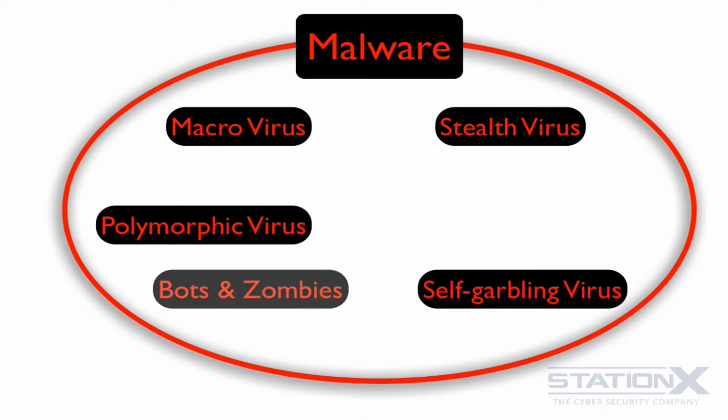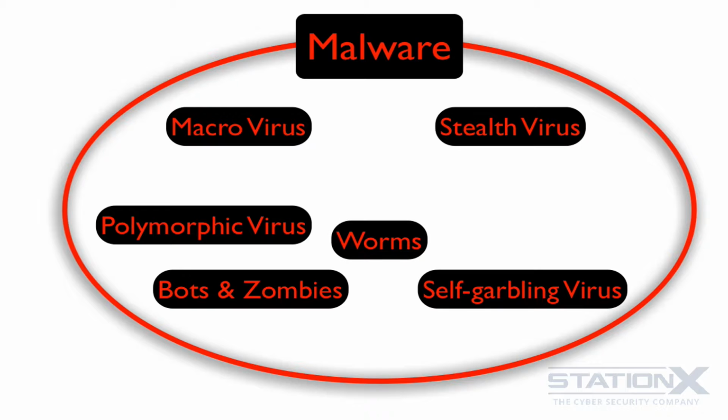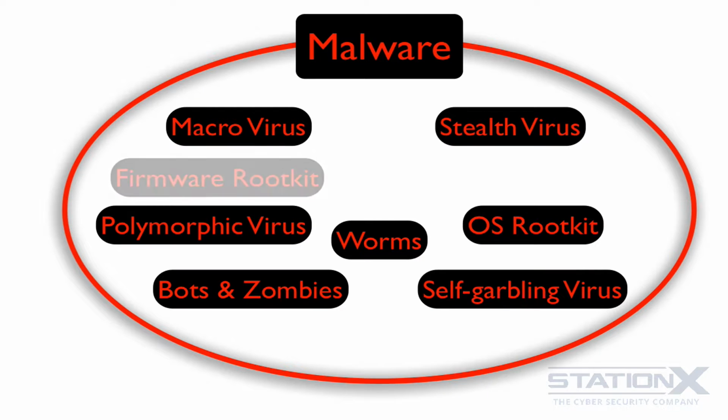You have bots or zombies, and that's really a collection of hacked devices under the command and control of a hacker. So if your machine does get compromised, it could be part of a bot network, or be a zombie. You have worms. These are viruses that simply spread from one machine to another, to another, to another. You have rootkits. Rootkits are the worst software-based malware that you can get. They are usually embedded into the kernel of the operating system, so they can hide their existence completely from the operating system. And then you have firmware rootkits.